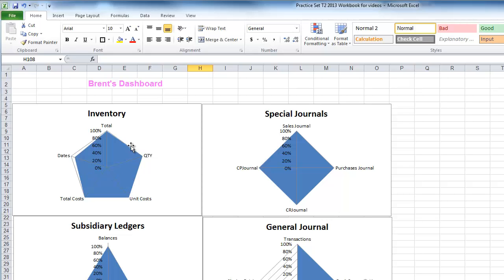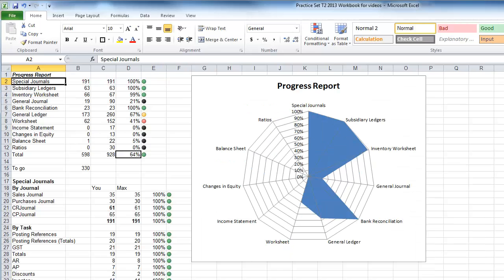So where was that issue? Again, we see the totals are perfect, the quantities we've used are perfect, the unit costs are perfect, our total costs, extensions were perfect, but we have a slight problem with the dates. So you can go through and look at each of your graphs to give you that breakdown. So let me go back to the progress report.